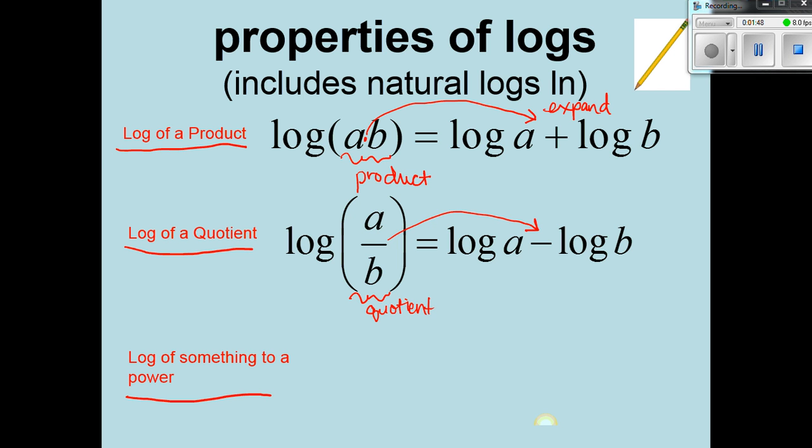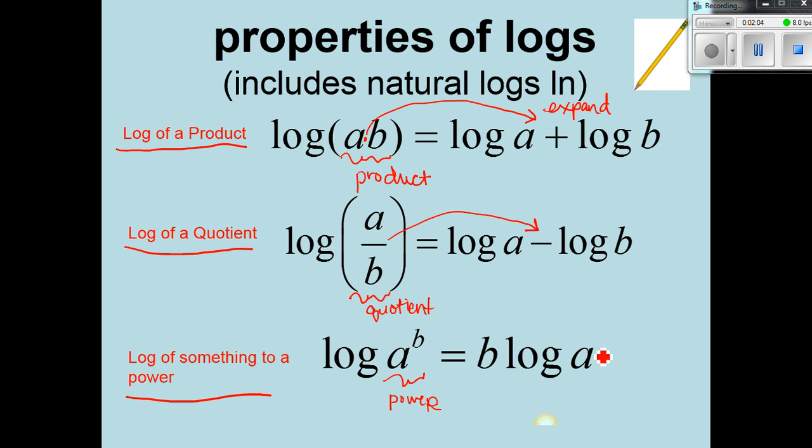Now if I have a log of something to a power, I start out with log of A to the B. This is a power, A is the base, B is the exponent. The base stays log of A, but the exponent becomes a multiplier. So it goes out in front as a multiplier. These are all being expanded.